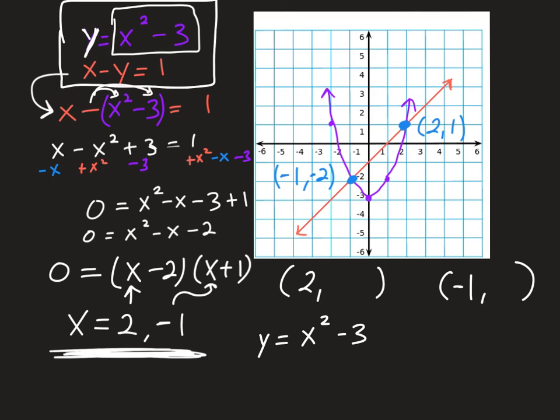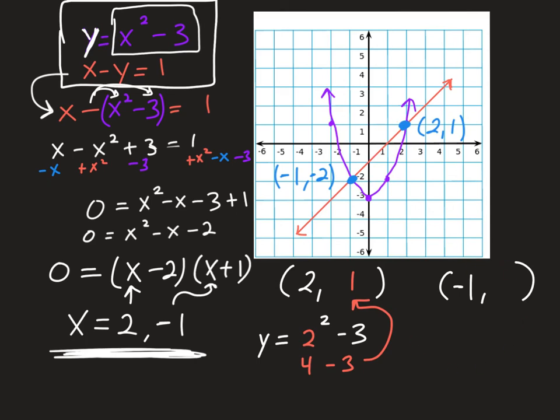Let's take a look at this here. In the first coordinate, I know that my x is 2. So I'm just going to plug in 2 here. Now we have 2 squared, which is 4. And then 4 minus 3 is 1. And let's compare that here. So I got a coordinate point of 2, 1. Oh yeah, that's what we got when we graphed it right there as well.